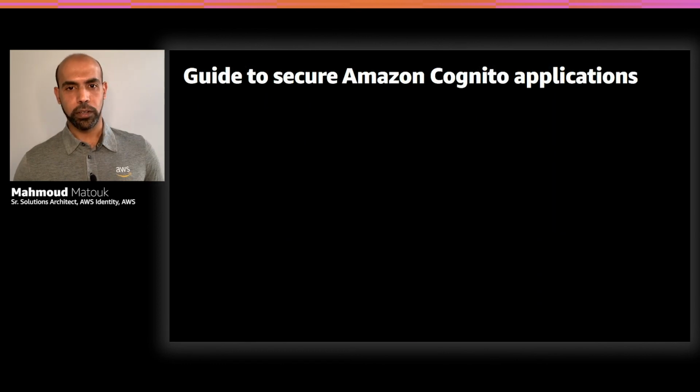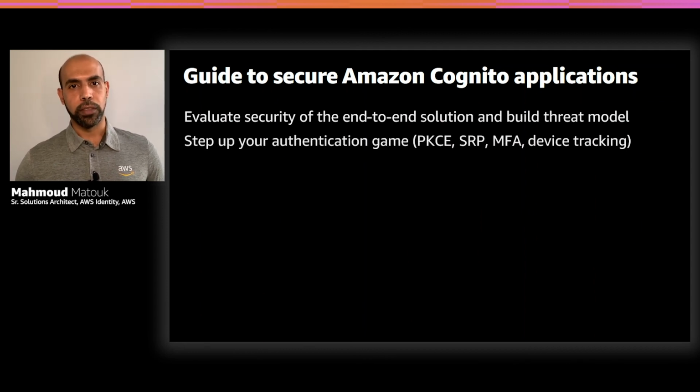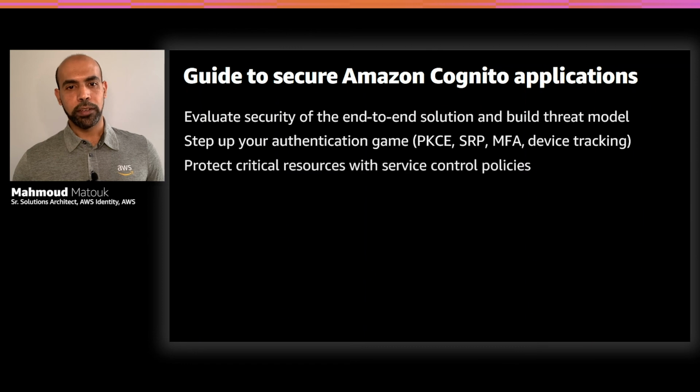All right, so we talked about lots of things and we're almost at the end of the session. So let's quickly summarize what we talked about here. To have a secure web and mobile application, evaluate the end-to-end solution and make sure that you have threat modeling and you put mitigations in place. Step up your authentication game based on the approach you choose for your application. Make sure that you follow the best practices for this approach. Protect critical resources with service control policies. Cannot stress enough on this one. It's going to save your production resources.